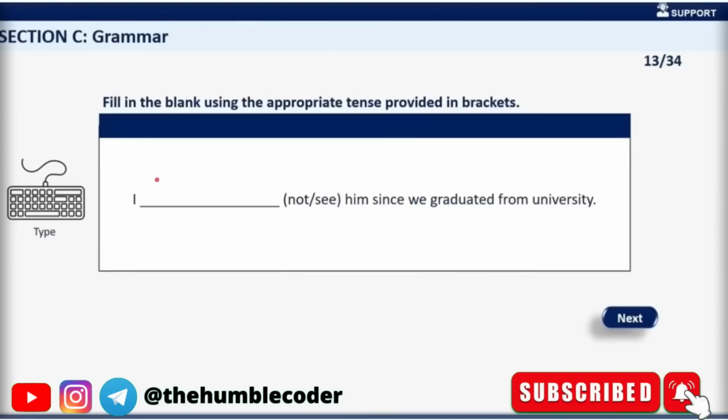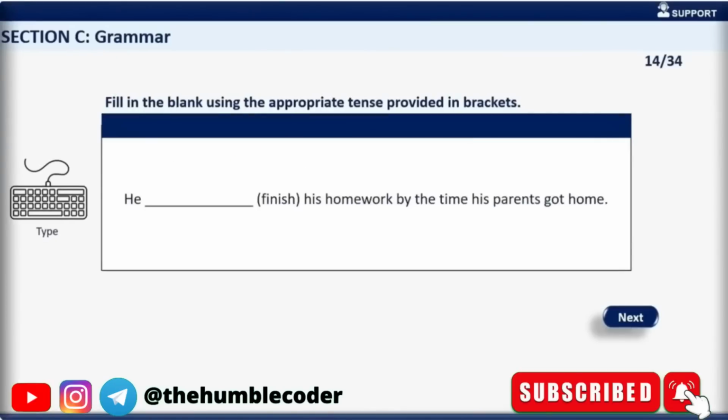The correct answer in this question is going to be: I have not seen him since we graduated from the university. Let's move on to the next question now. He dash his homework by the time his parents got home. The correct answer of this question will be: he had finished his homework by the time his parents got home.